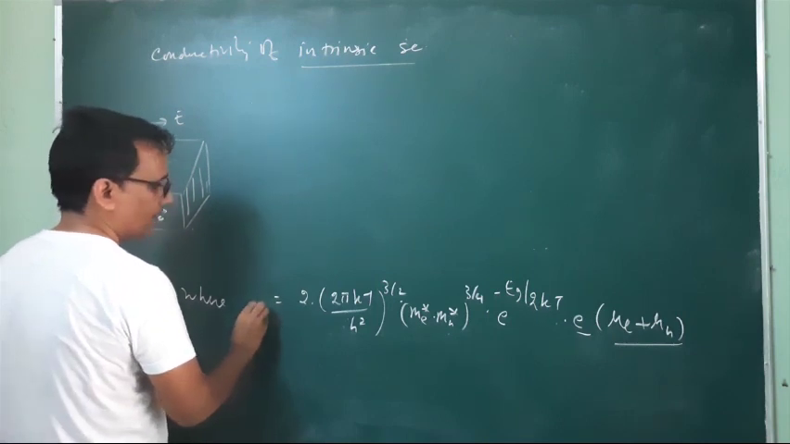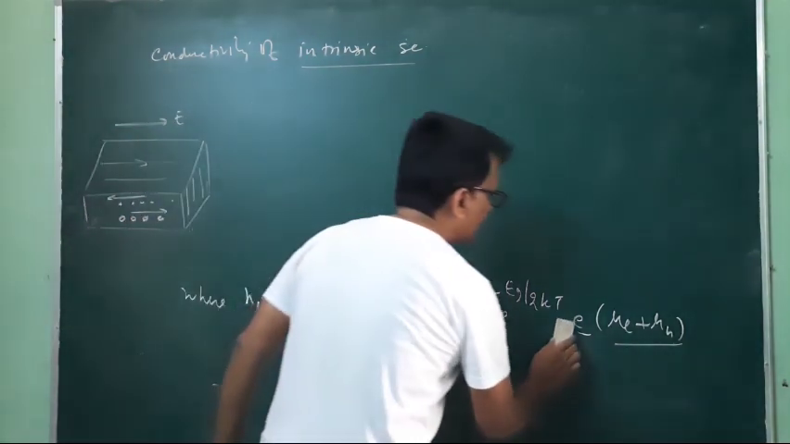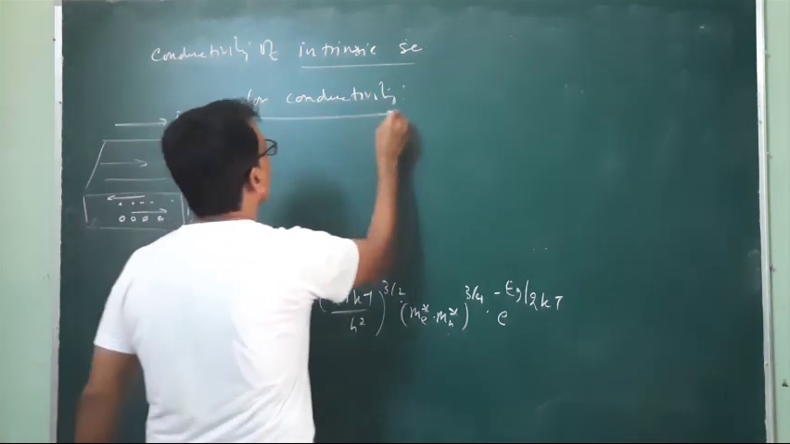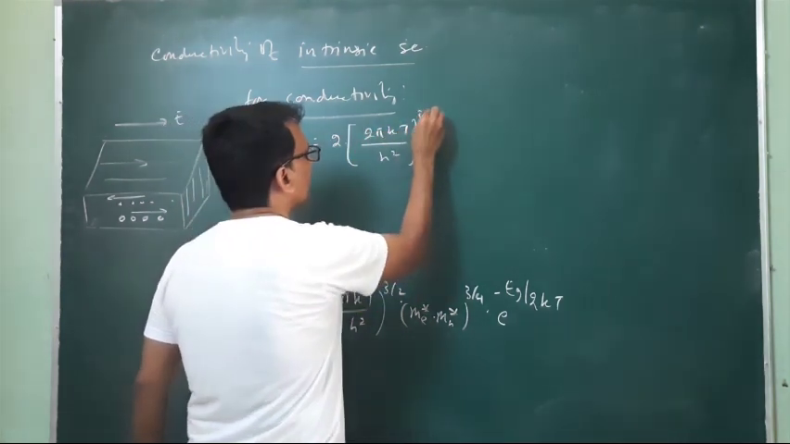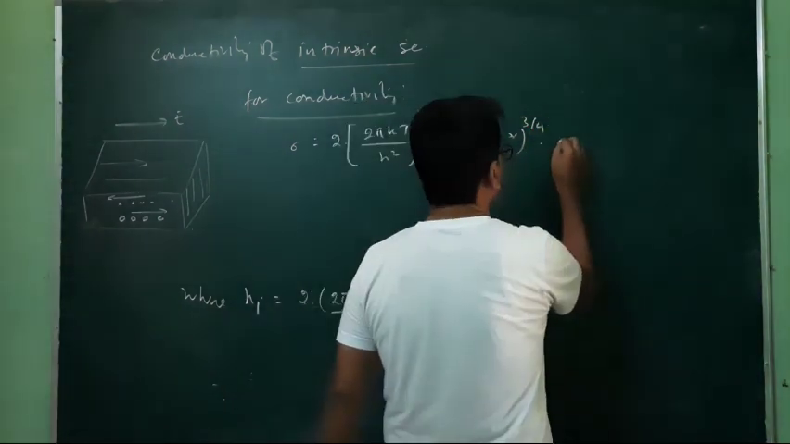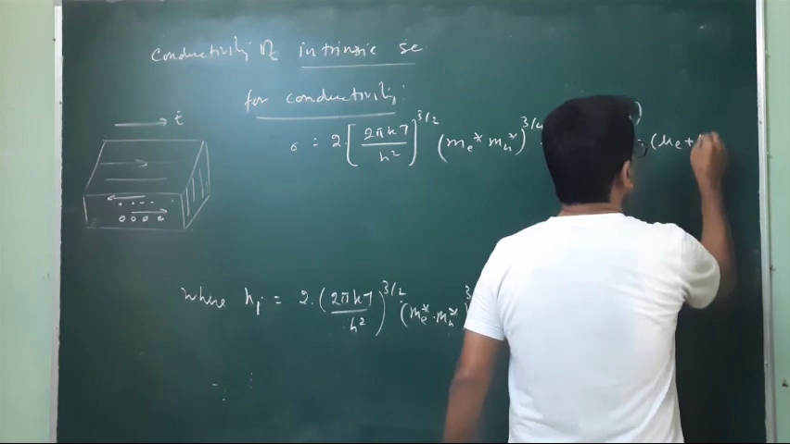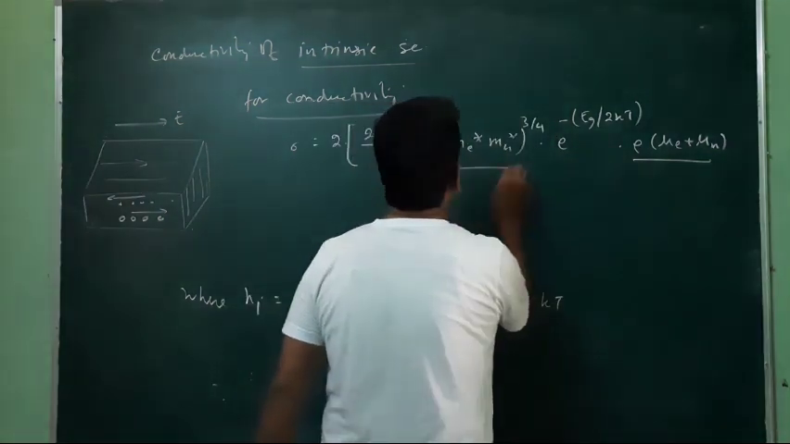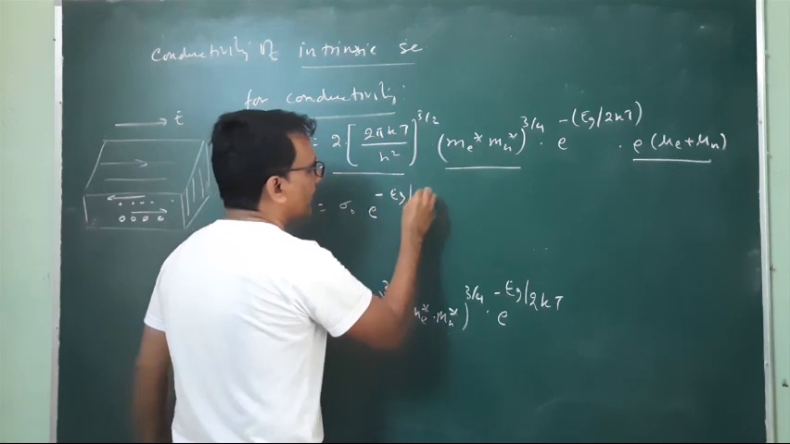For this conductivity, we were tracking that N_i is equal to this. So for conductivity, sigma is equal to 2 times (2 pi kT by h square) to the power 3 by 2, Me star Mh star to the power 3 by 4, and exponential of minus Eg by 2kT, and then the charge term and mu_e plus mu_h, the mobility of electrons and holes. Here the charge and the masses are constant, and all these are constant, and one can treat sigma equal to sigma naught exponential of minus Eg by 2kT.